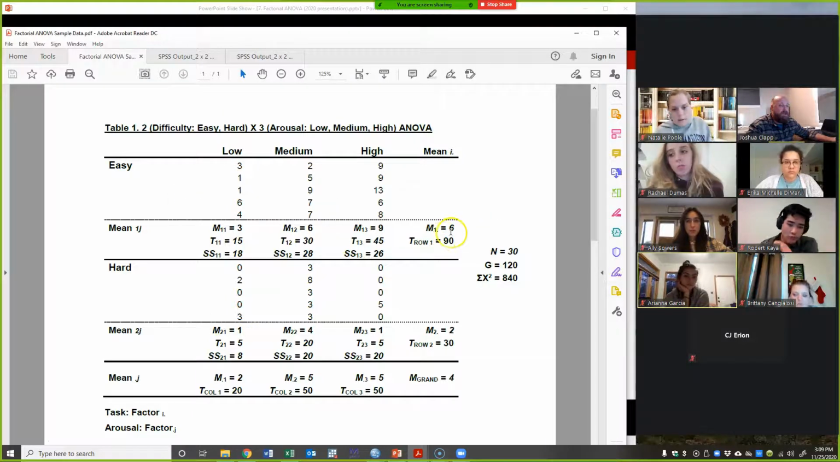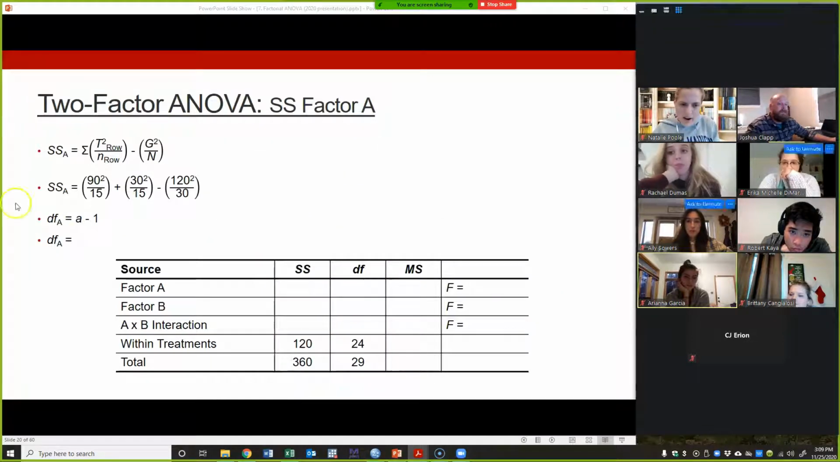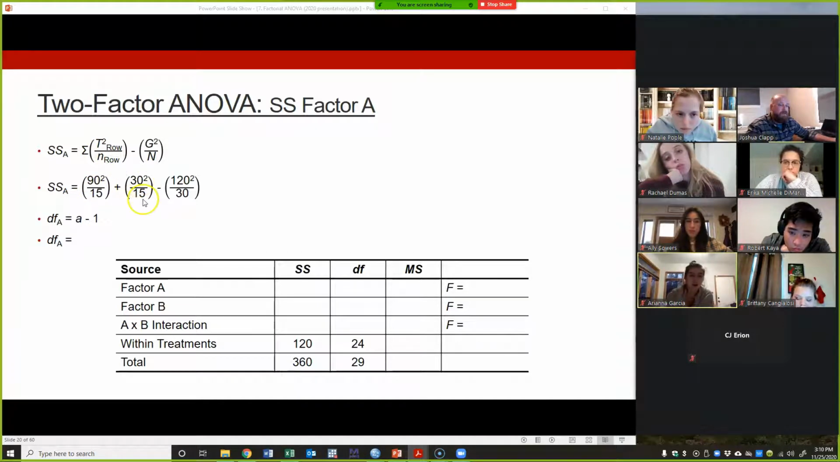Okay, so for this, it's going to be conceptually 6 minus 4 squared plus 2 minus 4 squared. We're just looking at differences across easy versus hard tasks. Okay, so here we've got our row total, 90 squared divided by the number of people in our sample, 15, plus 30 squared over 15 minus 120 squared over 30.